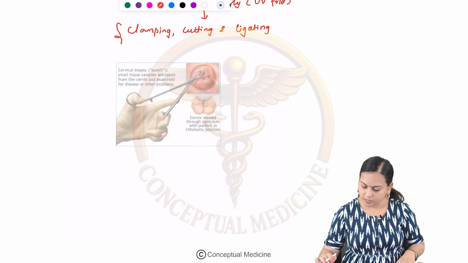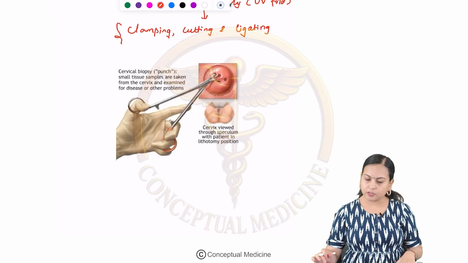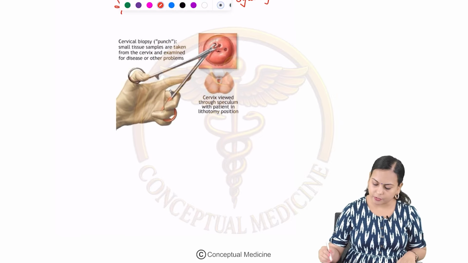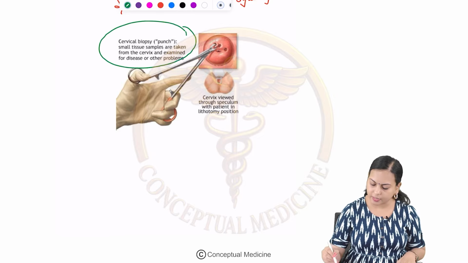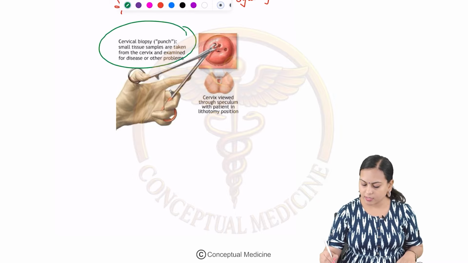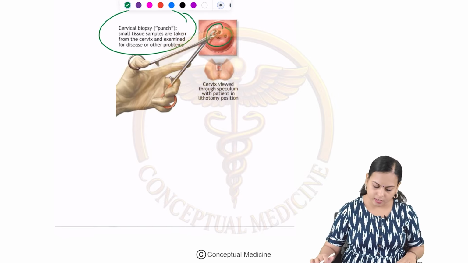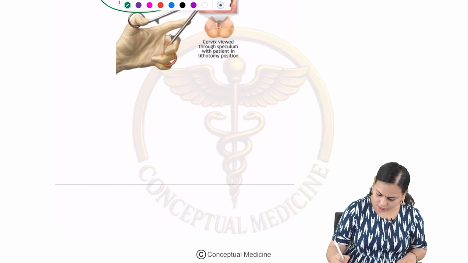So what is this? This is a cervical punch biopsy. Next we are going to talk about cervical punch biopsy. So this is how a cervix is visualized and a cervical punch biopsy is taken. This is a punch biopsy forceps. Clear? Yes.